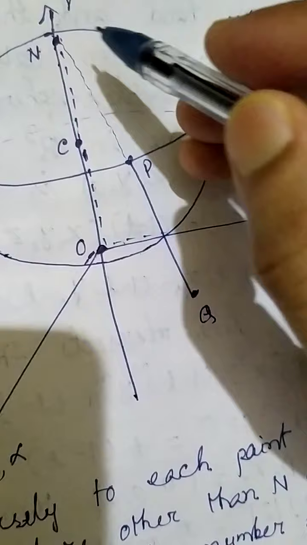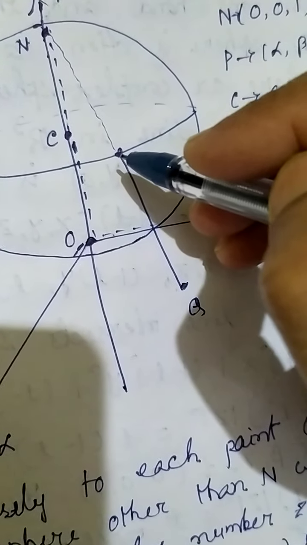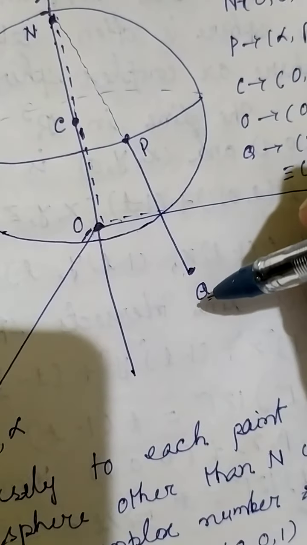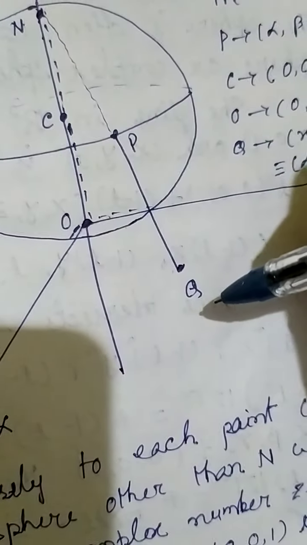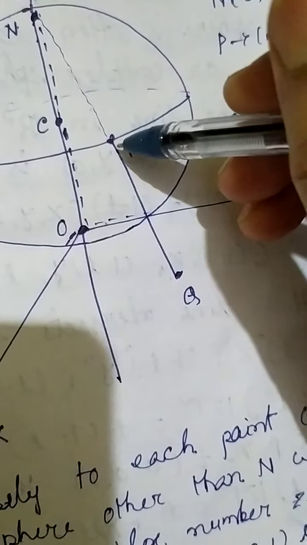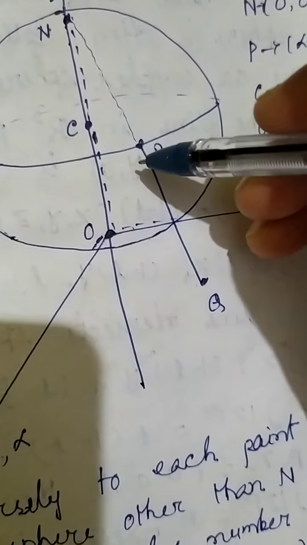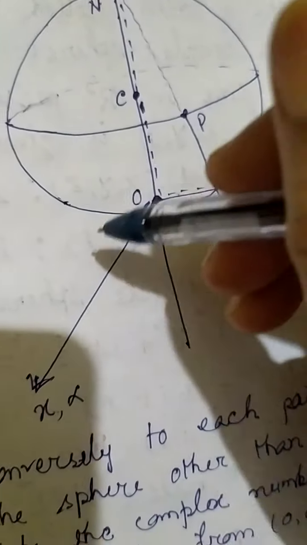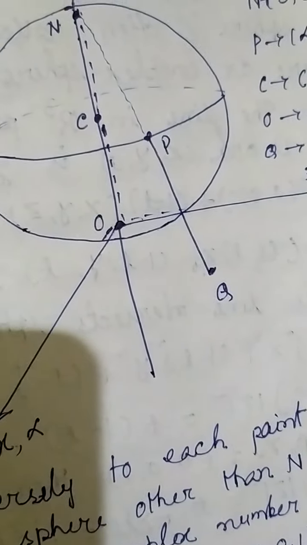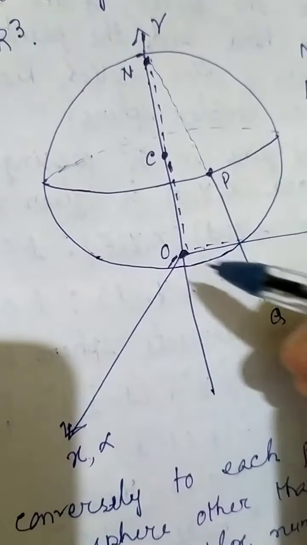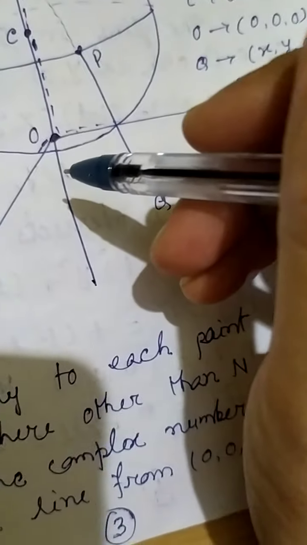Okay, so for any point P, you can have a point in the z plane. Similarly, for any point Q in the z plane, we can have a point on the sphere, that is the point P. So there actually exists a one-to-one correspondence between the points in the xy plane and the corresponding sphere.